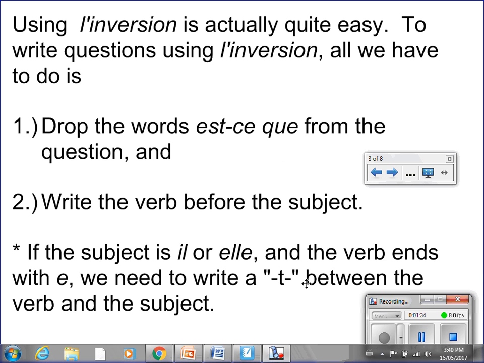Okay, but now here's a really important note. If the subject is il or elle and the verb ends with e, we need to write a hyphen t hyphen combination between the verb and the subject. All right, let's try this out.